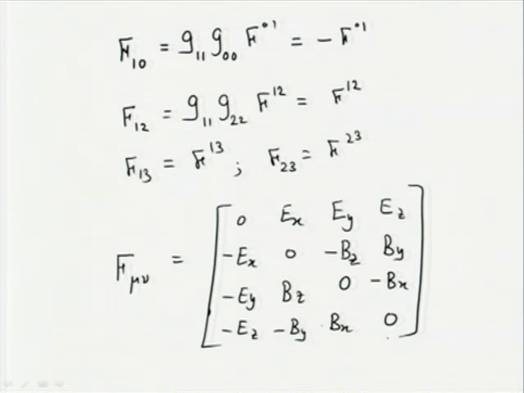So, this is basically the covariant F mu nu. Between contravariant and covariant F mu nu, the electric field components change sign and the magnetic field components remain the same. That is easy to consider.